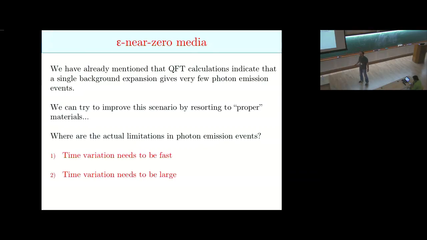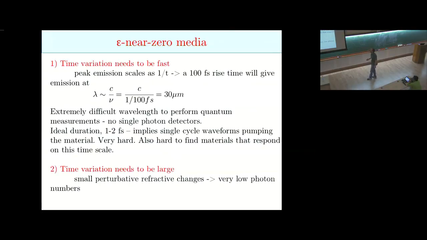But I do have a worked out example, something that we're working on right now in the lab to try and demonstrate that you can have photon pair production from a time varying medium. And the key point is that this time variation needs, on the one hand, to be fast, and on the other hand, to be large, okay? Remember, I said earlier on it needs to be fast because the peak emission scales roughly as 1 over the time variation. So slow variations tend to shift emission all the way down into the far infrared and microwave region where we can't do measurements at the single photon level, okay? So we want it to be very fast.